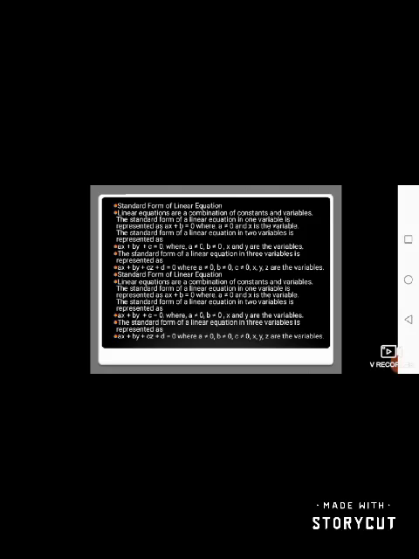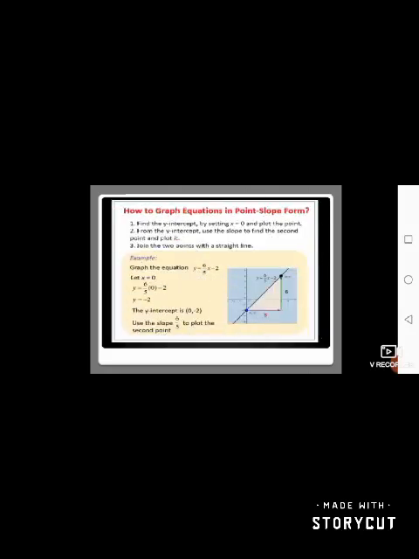So, let's just move on to the next. How to graph equations in point-slope form. Number 1. Find the y-intercept by setting x is equal to 0 and plot the point. Number 2. From the y-intercept, use the slope to find the second point and plot it. Number 3. Join the 2 points with a straight line.